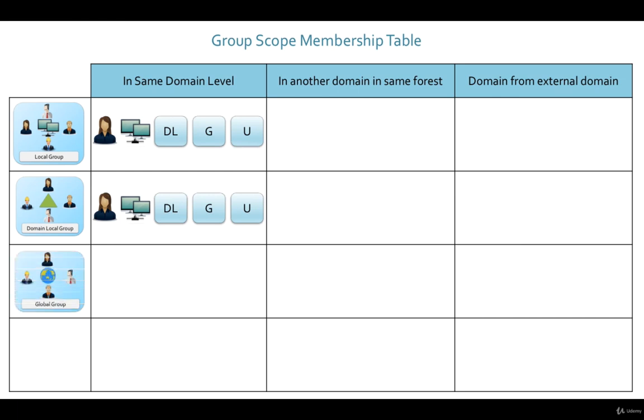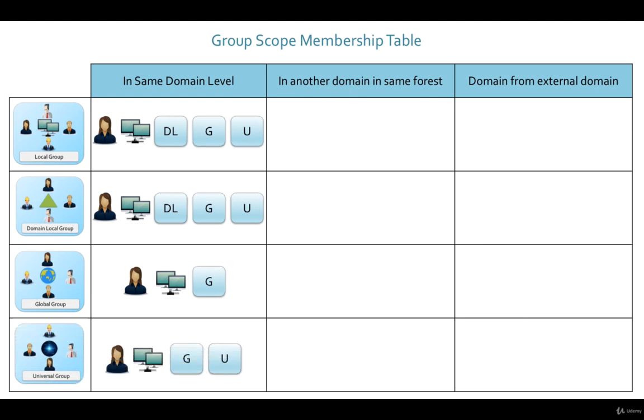Global group. A global group has limited membership compared to other groups. Only users, computers, and other global groups can have membership to a global group. Global groups can be used in other domains in the forest or in external domains. Universal group. Universal group can have users, computers, global groups, and other universal groups as its members. It is stored with the global catalog server, and it is available to any domain in the forest.